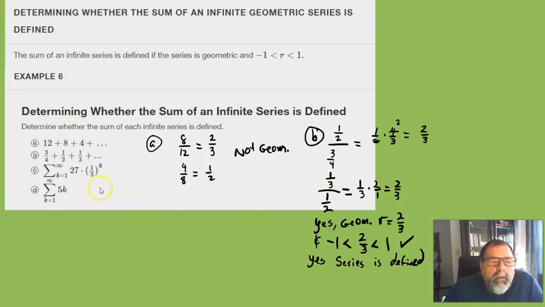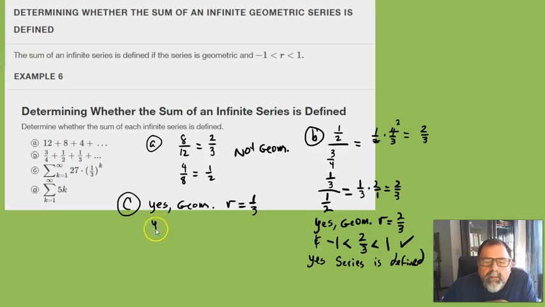All right, then the next one, C. You can see that every subsequent term you multiply by 1/3. So yes, that's geometric. r is equal to 1/3, and it's defined because, again, it's between -1 and 1.